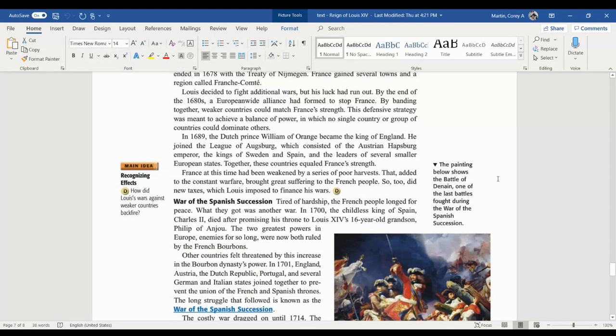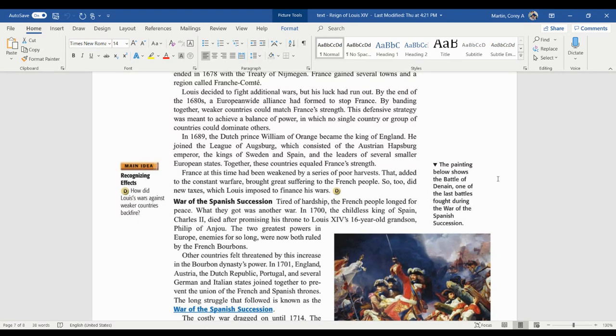By the end of the 1680s, a European-wide alliance had formed to stop France. By banding together, weaker countries could match France's strength. This defensive strategy was meant to achieve a balance of power, in which no single country or group of countries could dominate others. In 1689, the Dutch prince William of Orange became the King of England.